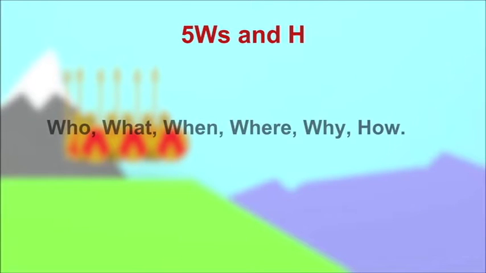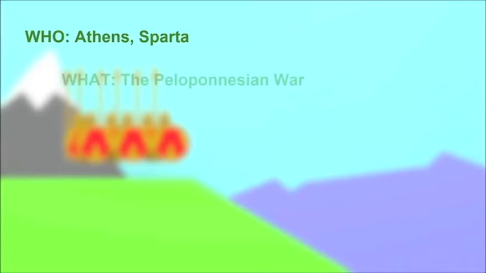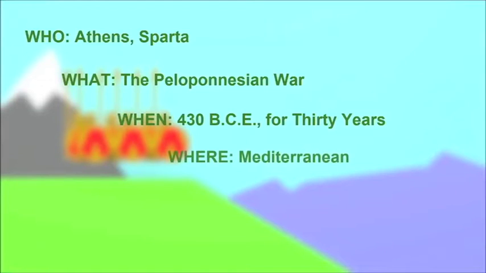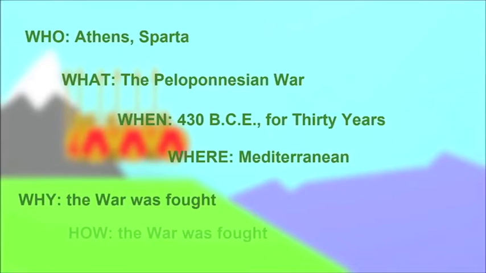Just in this short introduction, we have a significant amount of H's and W's, otherwise known as who, what, when, where, why, and how, of the Peloponnesian War. For example, the who are the Athenians and Spartans. The what is the Peloponnesian War. The when is 430 BCE and for 30 years. And the where is the Mediterranean. We also have why and how the war was fought. The why and how can be used for assessing your reading comprehension, but I'll explain that a little later.